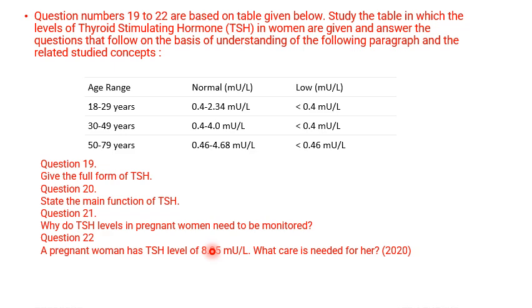Okay, it's quite interesting to understand because we know there are a few questions which are very important and very application level questions they will ask. You have to think and answer these questions. If you have any doubt, you can comment to me. I will give answers to you. The question number 22. A pregnant woman has a TSH level of 8.95. What care is needed for her? So what is the important care to be given for her? It is a quite interesting question. Try to think and answer these questions.